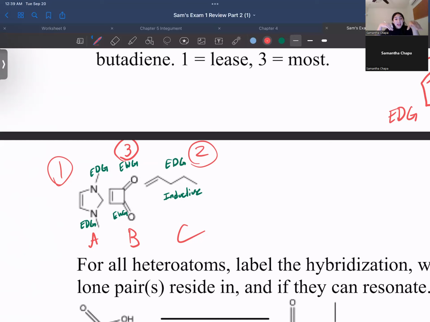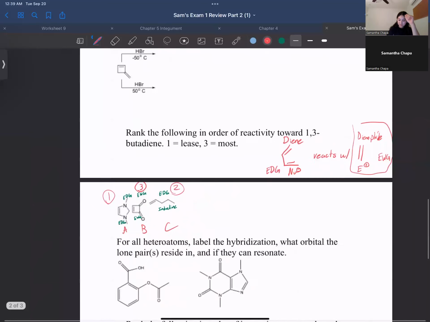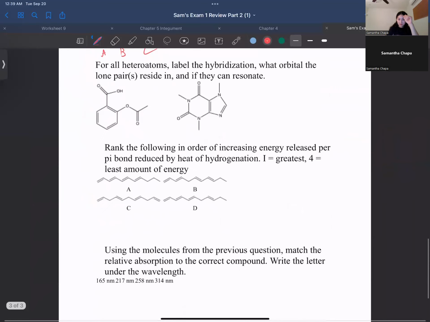I'm sorry, C would act as the second fastest. Whereas A has 2 electron donating groups that are donating through resonance, which is a lot more donation. And we don't want electron donating groups on it. So then it would react the least. I'm briefly skipping over that other one.